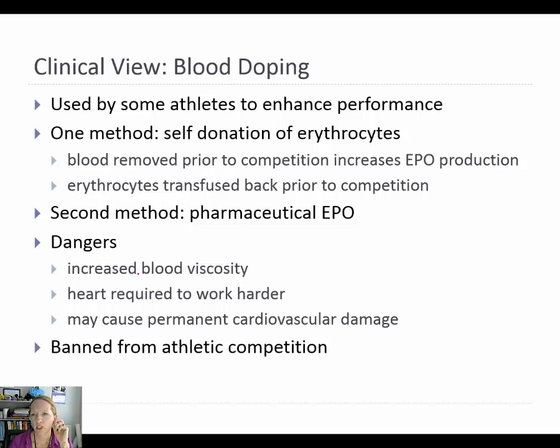A second method of blood doping is just injecting pharmaceutical EPO. Again, this is really dangerous because of blood viscosity, which makes the heart work harder. It can cause issues with blood pressure and things like that. And it gives an unfair advantage to that individual, right?